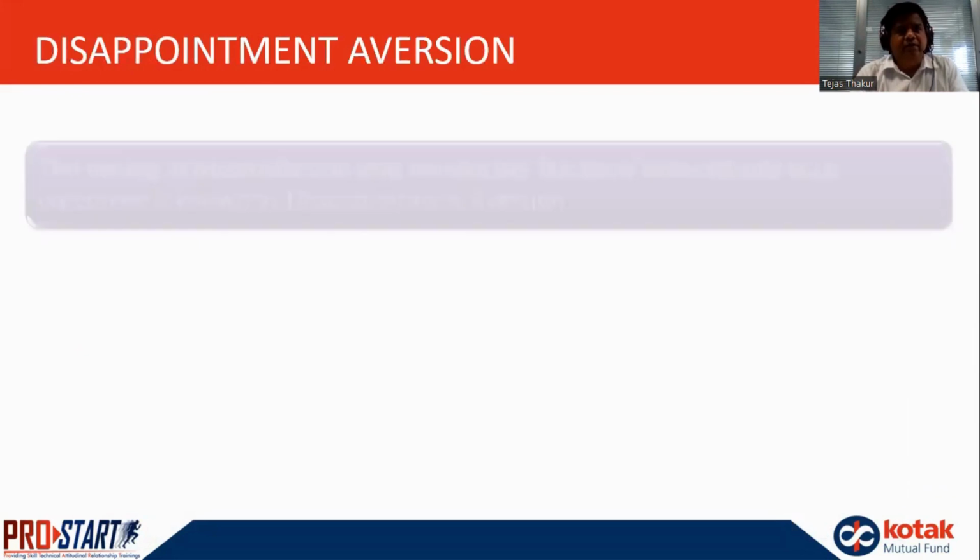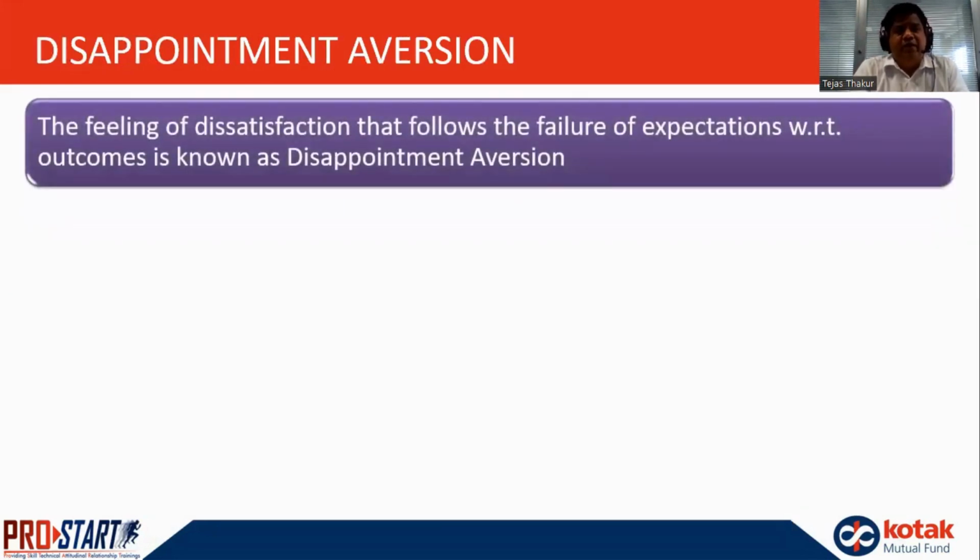So what do you do about it? The feeling of disappointment, dissatisfaction that follows expectations with respect to outcomes. So your expected outcome is X and X does not happen, you feel disappointed. And that X can keep changing also, because initially you felt, okay, I want an FD-matching return. You got that. Then you felt, I want a balanced fund return, I want to beat balanced funds. Then large caps, then mid caps, the situation never ends.